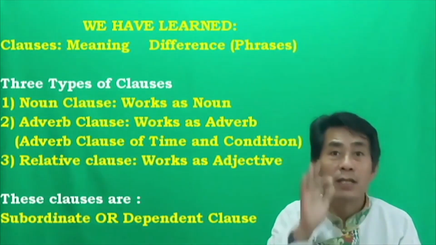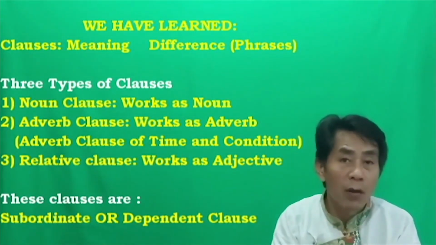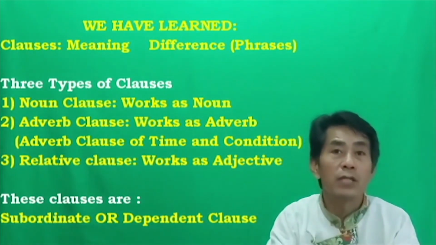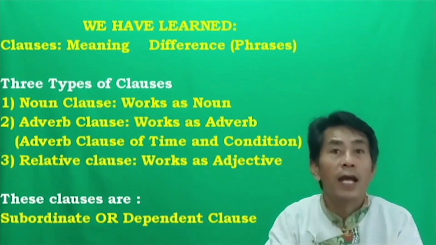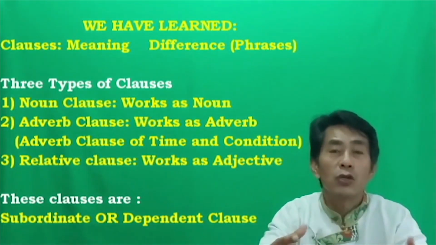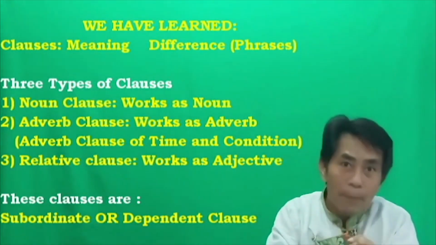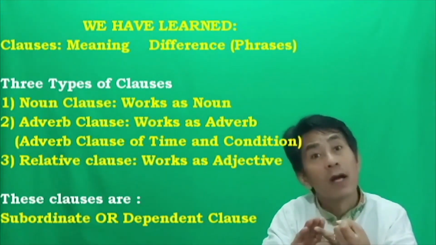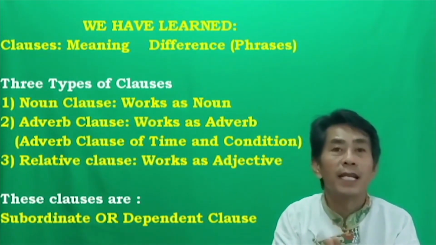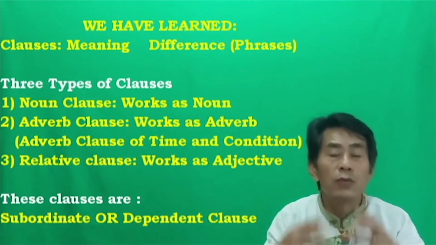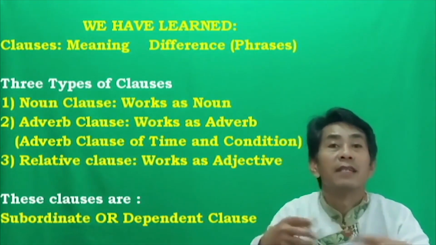And we have also done the 3 types of clauses which you have in your syllabus. First one is noun clause. Why noun clause? Because it works as a noun. Second one is adverb clause, because this clause works as an adverb. In the adverb clause, we have done the adverb clause of time and the adverb clause of condition. And the third clause we did in this unit is the relative clause, which works as an adjective. And in relative clause, we use all the relative pronouns.